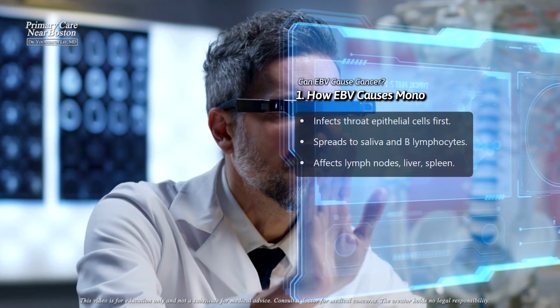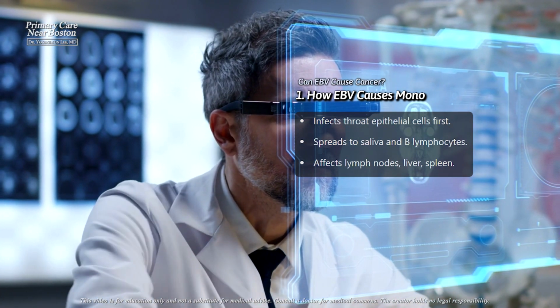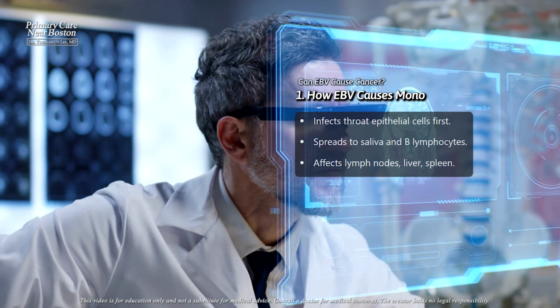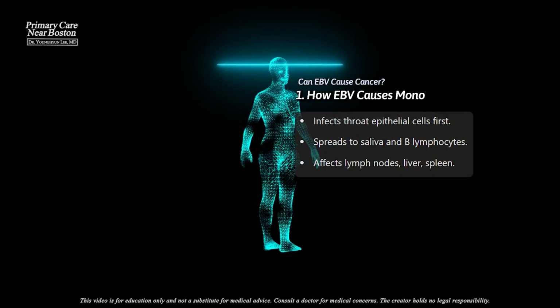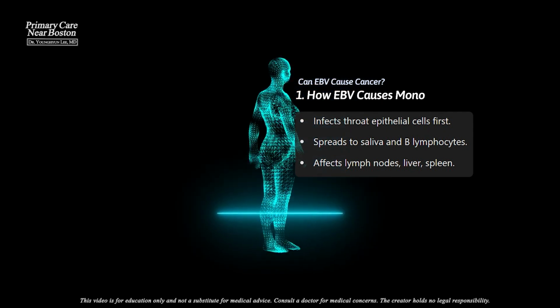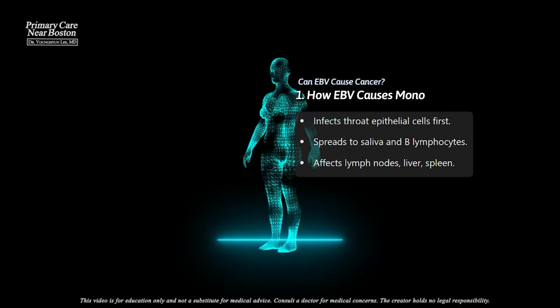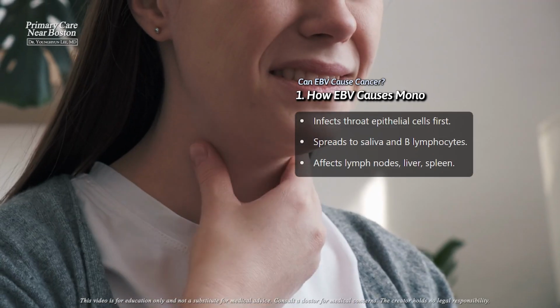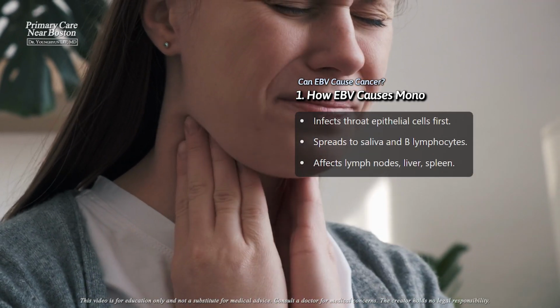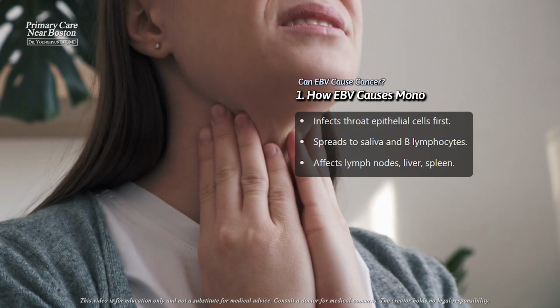This allows the virus to replicate, which means it makes copies of itself, and then EBV spreads into the saliva. From there, it infects a specific type of immune cell called B lymphocytes, which are found in lymphoid tissue, such as the tonsils. These infected B cells help spread the virus throughout the body, particularly in the lymph nodes, liver, and spleen. This process explains the common symptoms of swollen glands, fever, and fatigue.